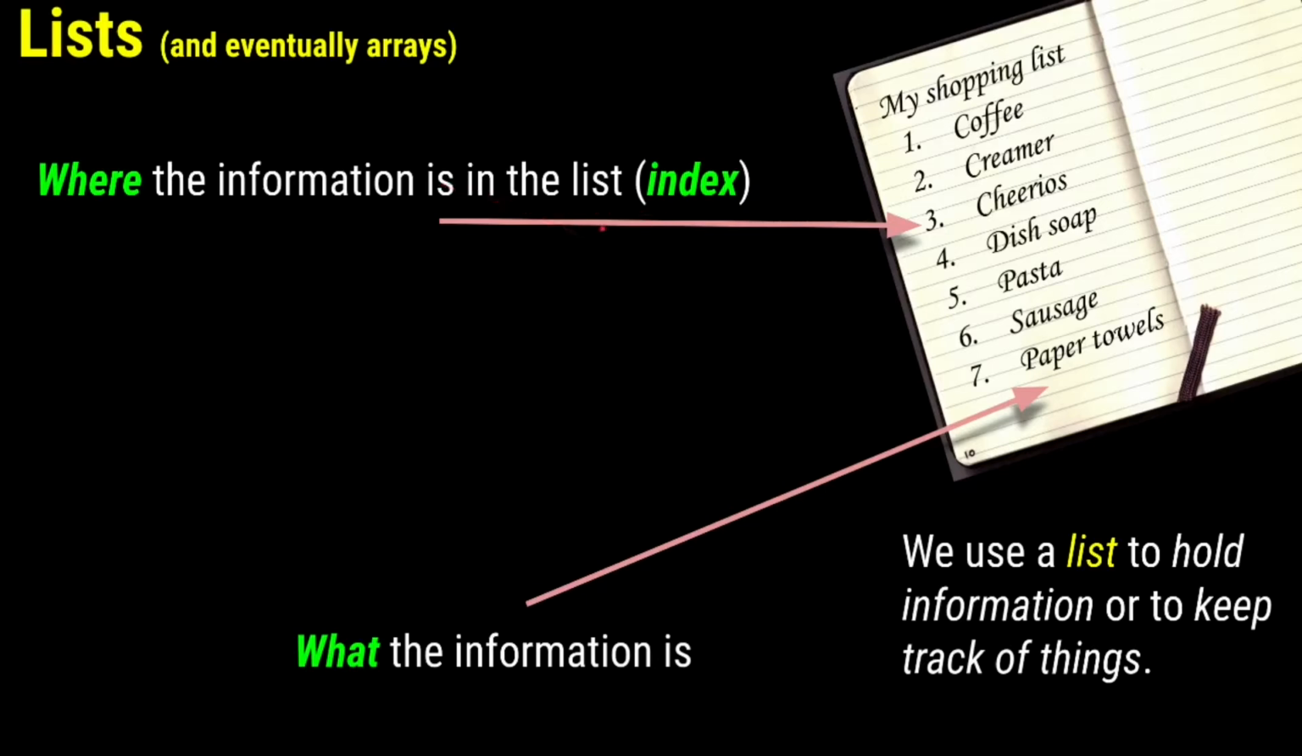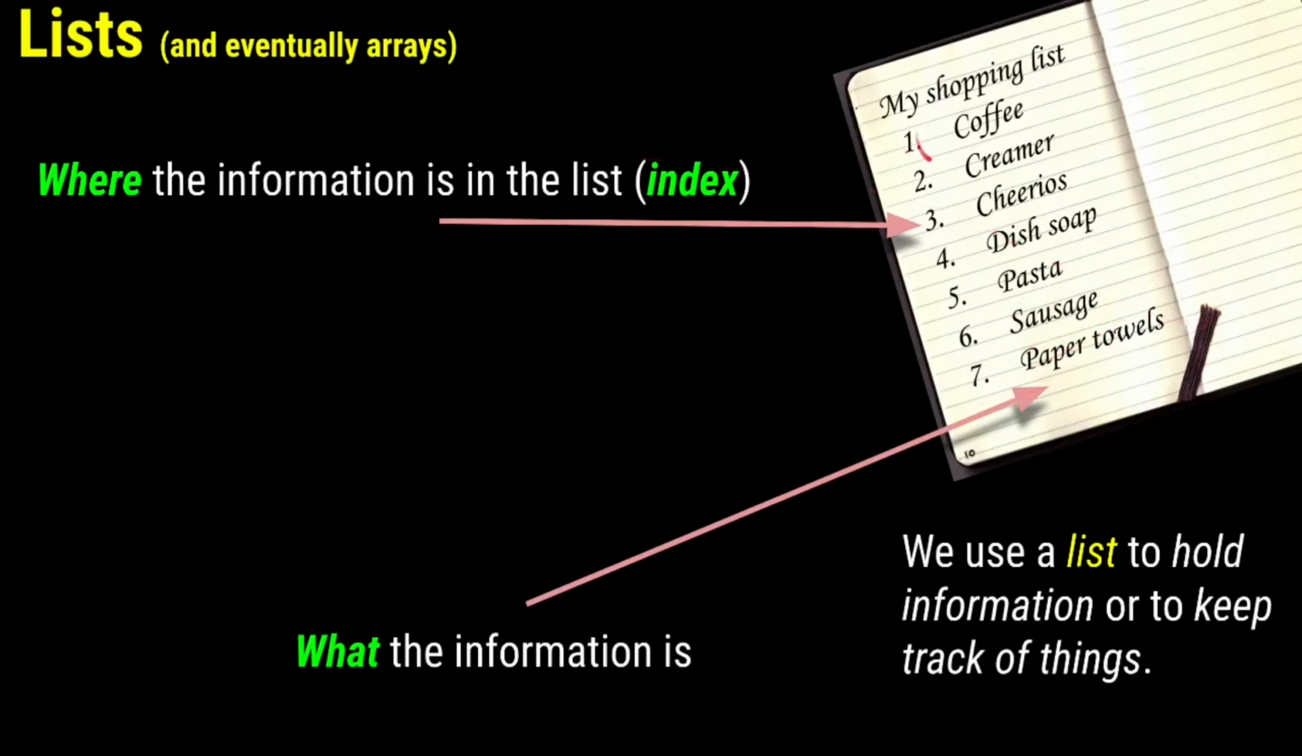So let's think about just a list that you would keep normally. Forget about Python, forget about programming. A list, and then eventually we'll find out arrays, is very similar to just a shopping list, if you will. Here's a little shopping list I have, here's what I need to buy. Number 1, I need to buy coffee. Number 2, I need to buy creamer. Number 3, Cheerios, dish soap, pasta, sausage, paper towels.